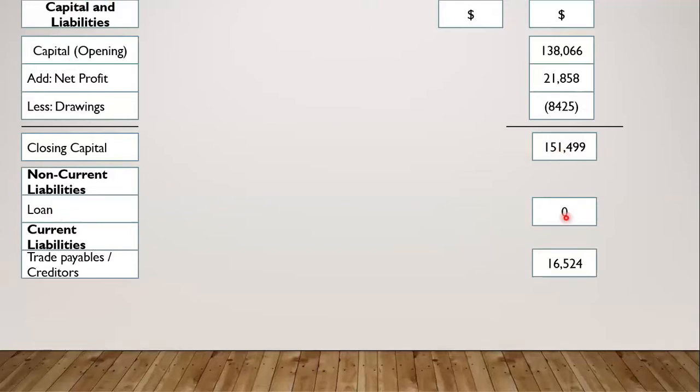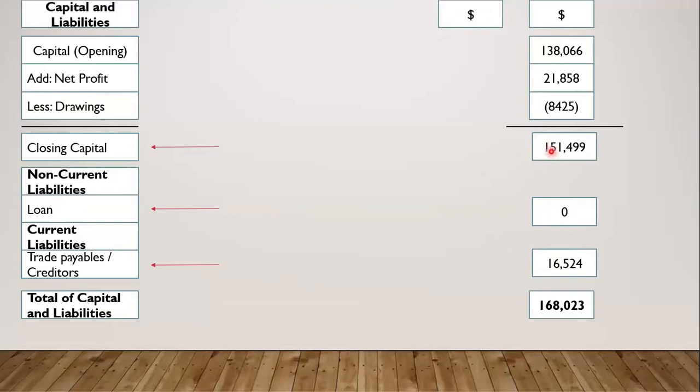Now, since everything is complete, my capital figure is with me. The non-current liabilities are 0. Current liabilities are 16,524. Now I just need to total. Look at the heading here, capital and liabilities. So I will be totaling these three things: number 1, the capital; number 2, the non-current liabilities; and number 3, the current liabilities. I will give a clear heading of total capital and liabilities. Total these amounts, and the amount will be 168,023.